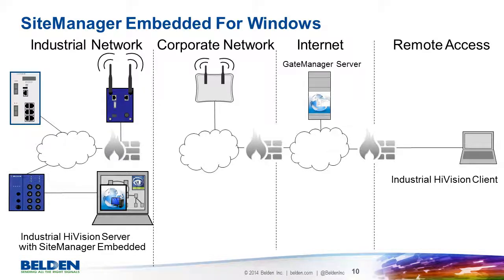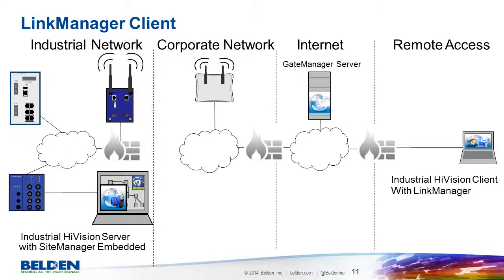Next, we need to install the Site Manager embedded for Windows software on the Industrial HiVision server. Configuring the Site Manager software is absolutely simple. You just need to enter a few login credentials which you received earlier by email. Then the Site Manager will connect to the Gate Manager. The connection will exist as long as the Site Manager is running. If you want to drop the connection, just close the Site Manager application.